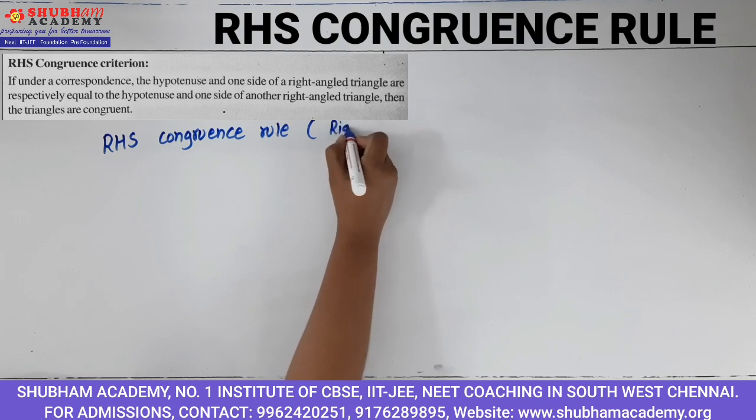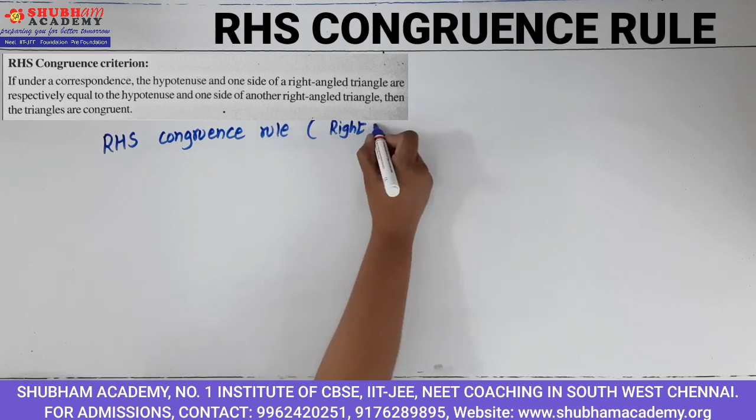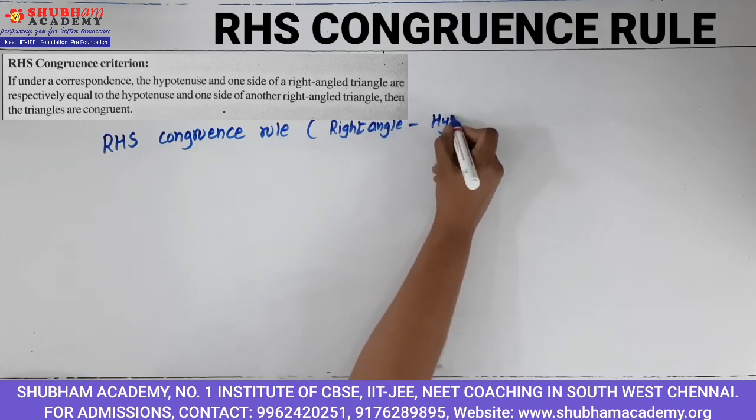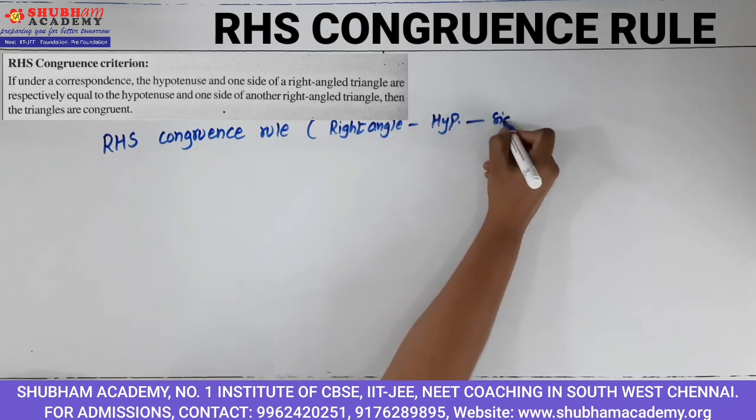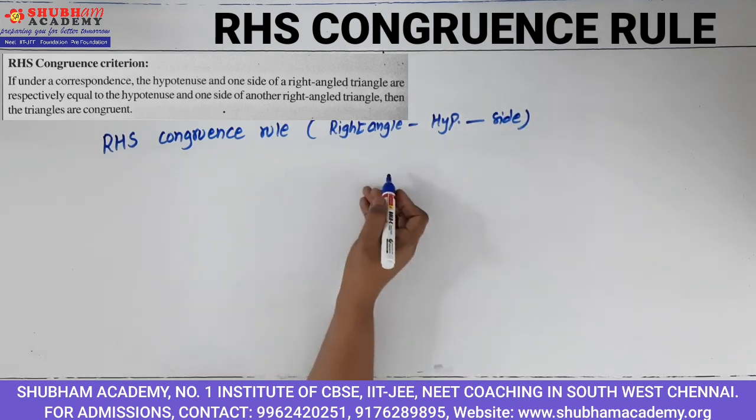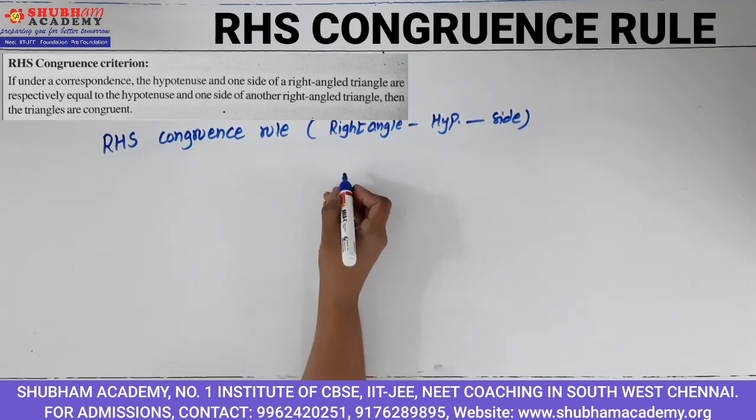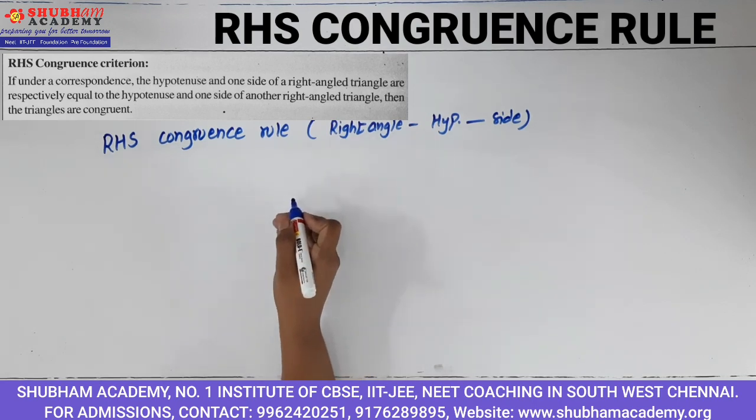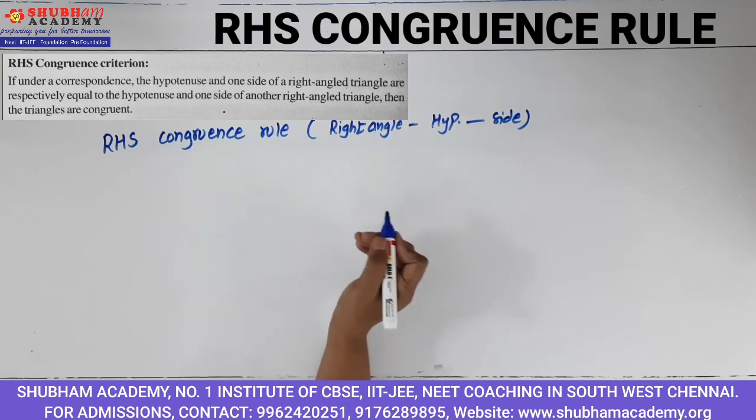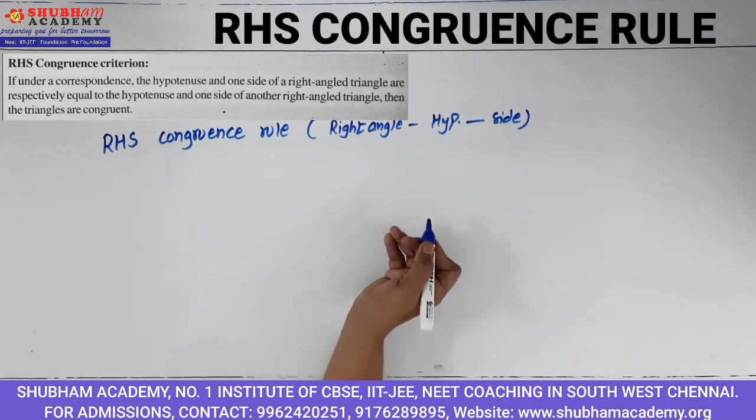RHS means right angle, hypotenuse, side. So, as the name suggests, it is applicable for right angle triangles. It says that if the hypotenuse and one side of a right angle triangle are respectively equal to the hypotenuse and one side of another right triangle, then the triangles are congruent.